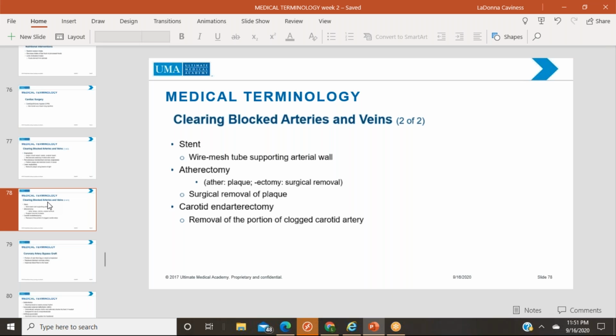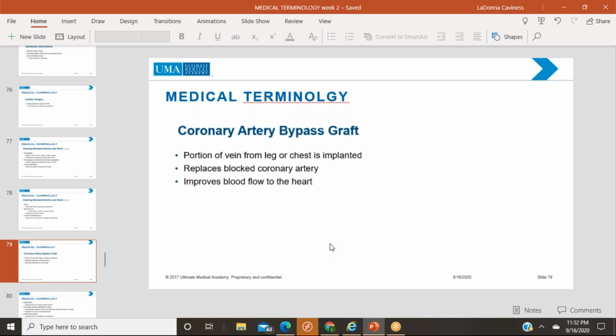Atherectomy. Ather means plaque, and ectomy is surgical removal of plaque. Carotid endarterectomy is removal of the portion of the clogged carotid artery. Coronary artery bypass. Portion of the vein from the leg or chest is implanted. It replaces blocked coronary artery, and it improves blood flow to the heart.